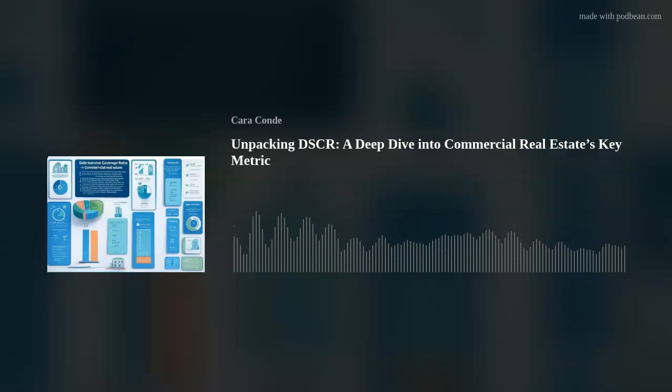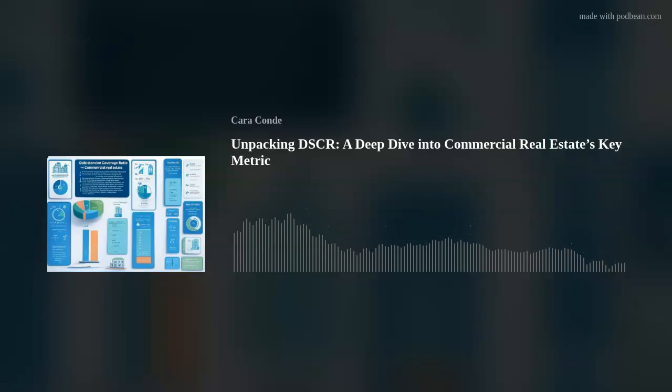So Cara Conde breaks it down into ranges. Like we saw before, a DSCR below 1.0, like that seasonal retail property at 0.9, means the property is operating at a loss. For every dollar of debt, it's making less than $1 in income. So there's a cash flow shortfall every year, which means you're going to have to dip into your own pocket to cover those costs. Exactly. Not ideal.